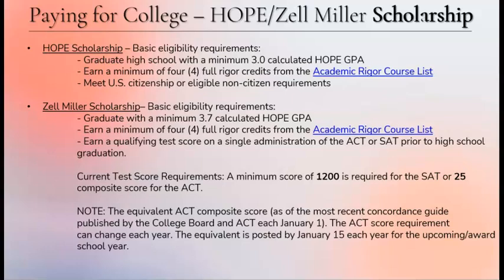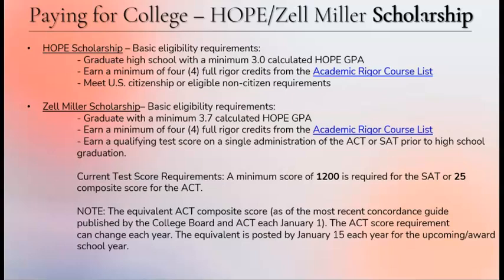Going back to the eligibility requirements, you must earn a minimum of 4 full rigor credits from the academic rigor course list. Being a Sprayberry student, oftentimes you get those academic rigor courses by the time you finish up your sophomore or junior year. So there's really no worry in that most, if not all, students earn those 4 minimum rigor credits from simply just graduating from our school. Please note, with the Zell Miller Scholarship, one must earn a qualifying test score on a single administration of the ACT or SAT prior to high school graduation.